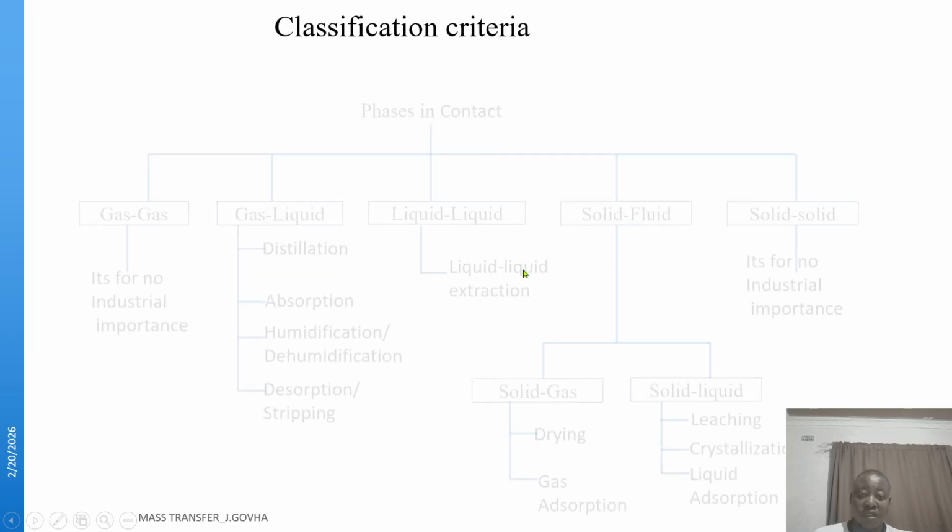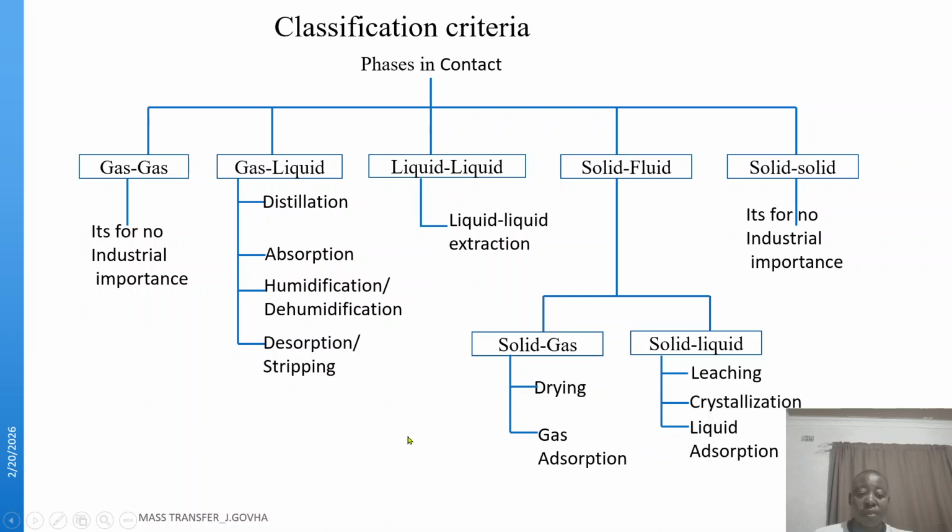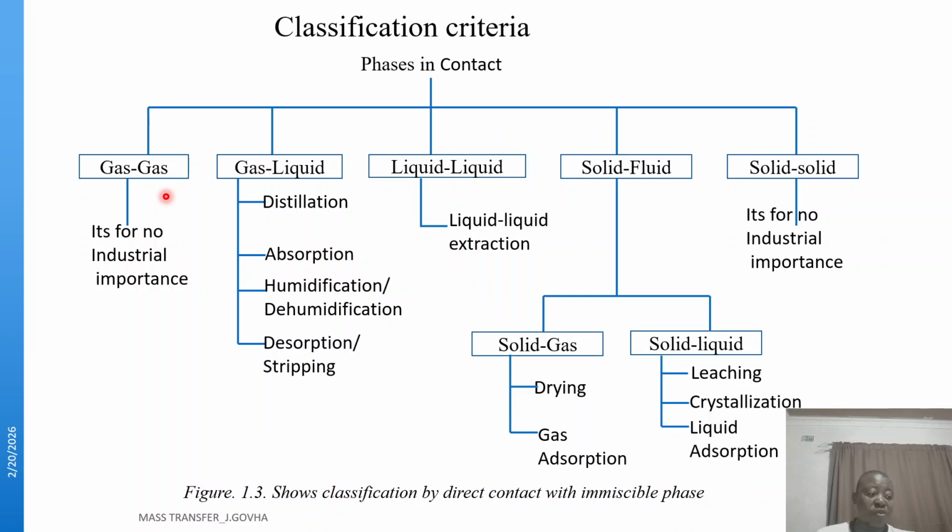So let's look at the first classification there, which is indicated in Fig 1.3 as phases in contact. So let's start by looking at the gas, which is of no industrial importance. So nothing much we will talk about that. We also look at the solid, which is not of much industrial importance there.